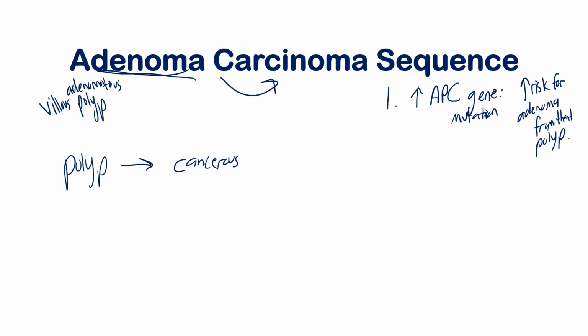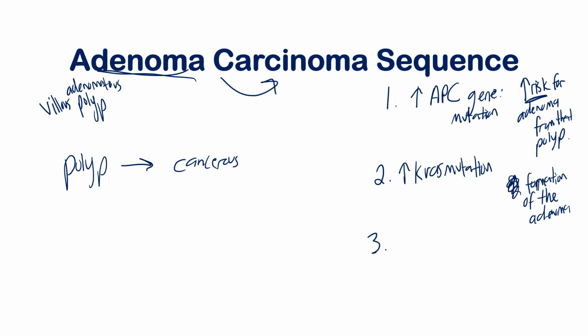Now I'm emphasizing that it's only increasing the risk. It's not actually causing the formation. Because of this APC gene mutation increasing the risk for an adenoma to form from that polyp, when the adenoma eventually forms, it is being formed because of what's called a KRAS mutation. So the actual formation of that adenoma, the actual production of the adenoma, is from a KRAS mutation.